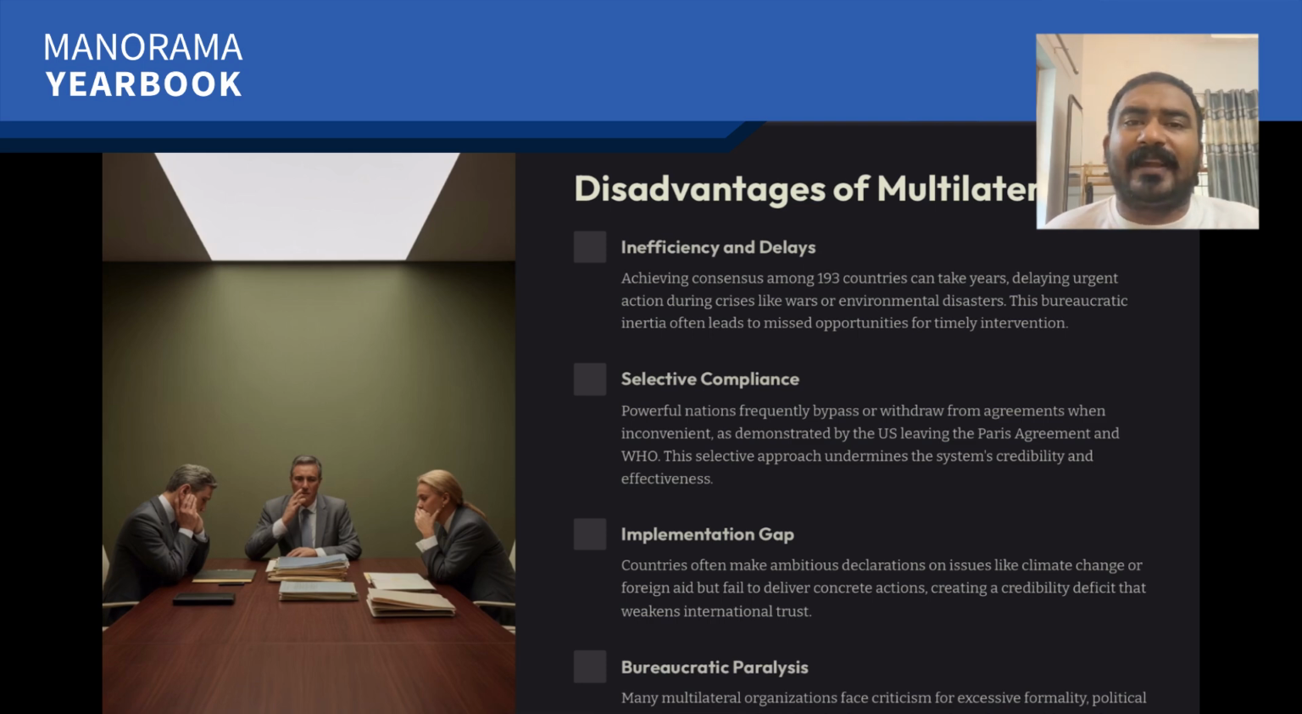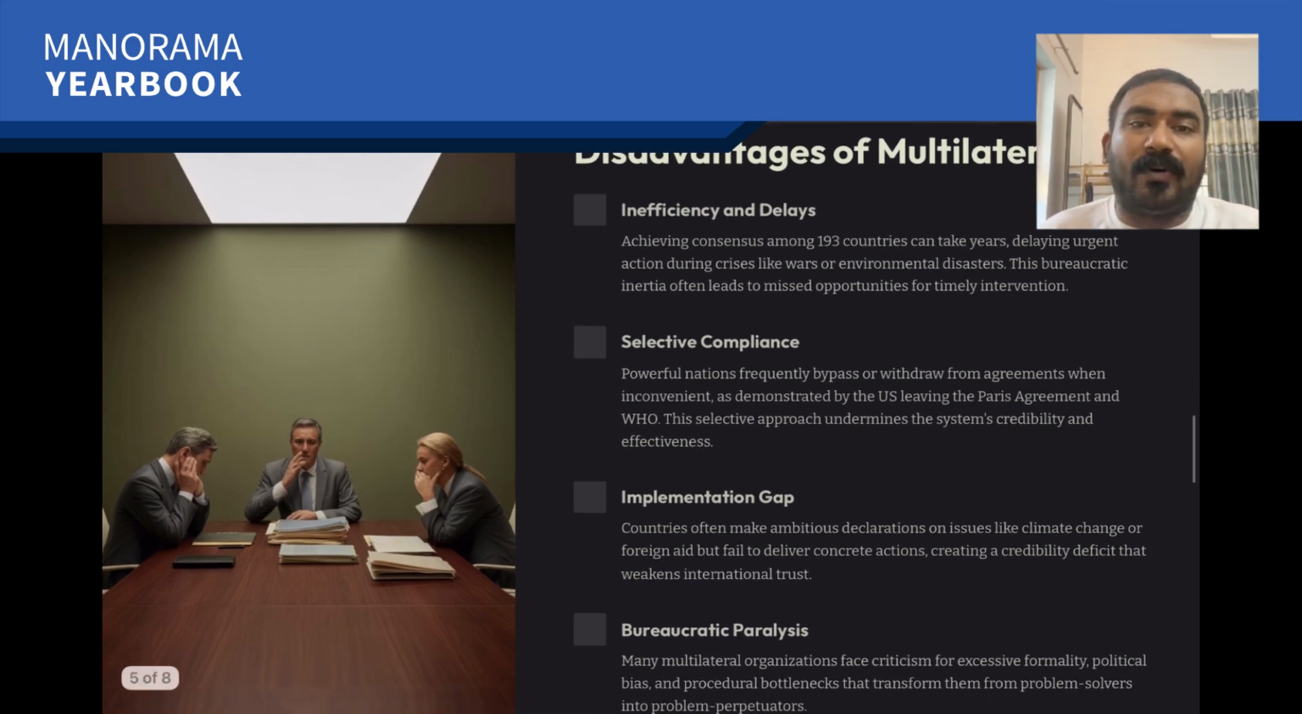Then the next point, we can say that there is a gap between promise and performance. Countries often make big declarations on climate change or aid, but they fail to deliver when the time comes. This weakens the trust and makes the system look hollow.